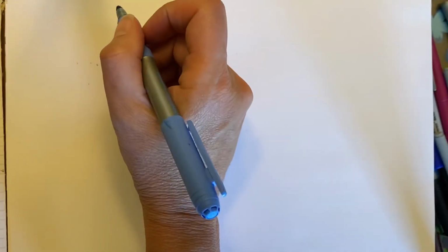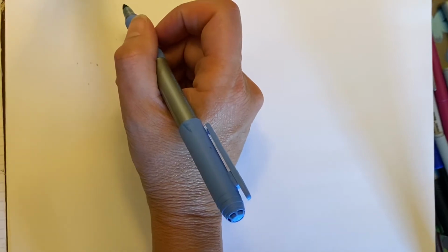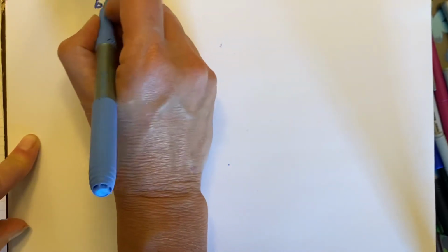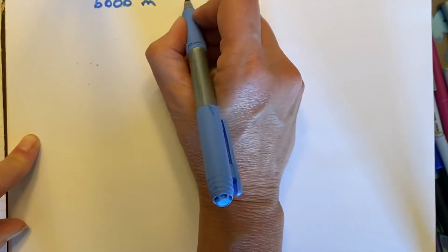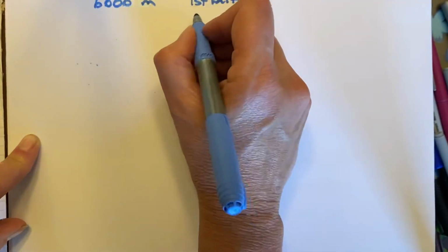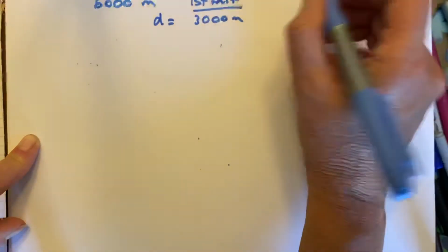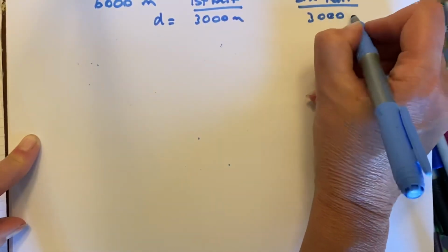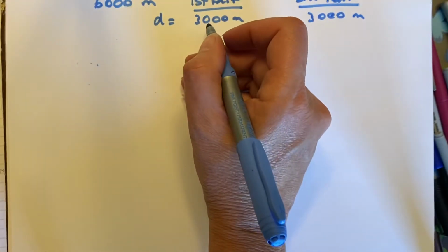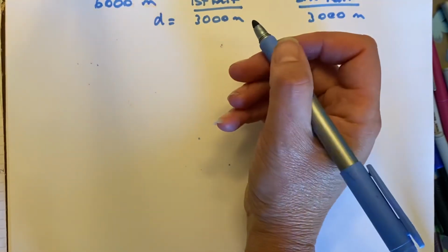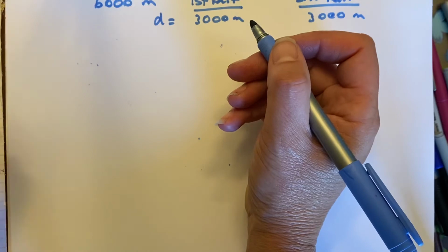I think it was somebody running a 6,000 meter race, and the first half of the race, which is obviously going to be 3,000 meters, right? So that's going to be your distance. And your second half, because it's half, has to be 3,000 meters. And it says the first half you're running 50 meters per hour faster than the second half.